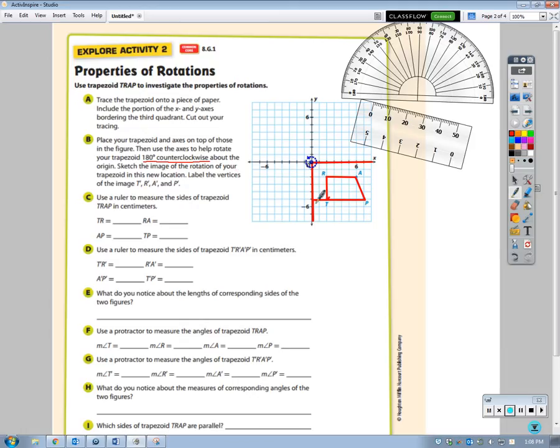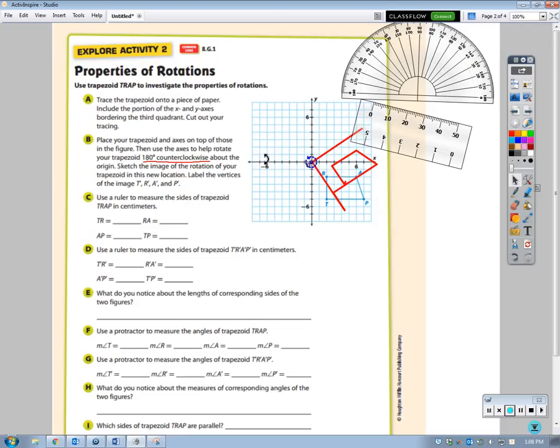So I've got my tracing here, and I've included my X and Y axis, and I've included the trapezoid. So now that I've got these here, I'm going to go ahead and move this shape about the origin 180 degrees counterclockwise. So this is the counterclockwise direction. That would be 90. We know each quadrant will let us as a movement of 90 degrees. And so then this would be 180.